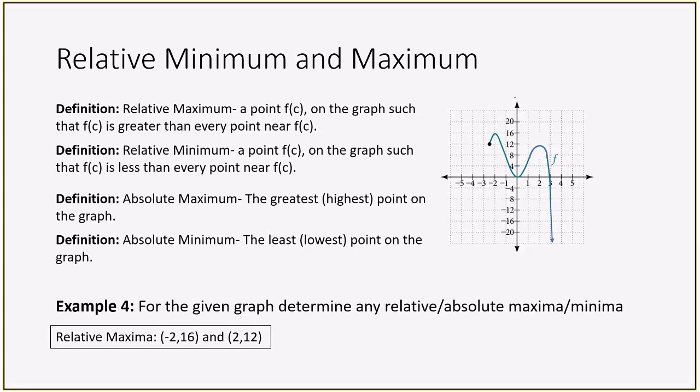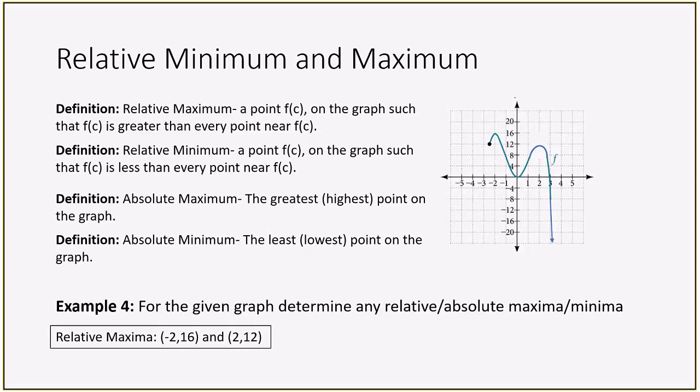So if you're looking at the graph and those points, the negative 2, 16 is the top of the hill on the left side, and the 2, 12 is the top of the hill on the right side of the graph. And that feels weird when we think about the term maximum or maxima. We think there can only be a highest point. Get that out of your head.